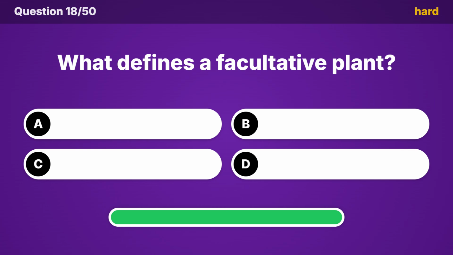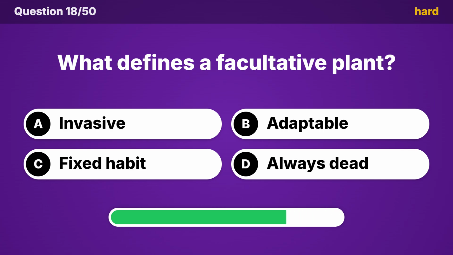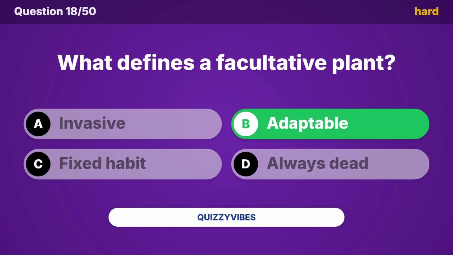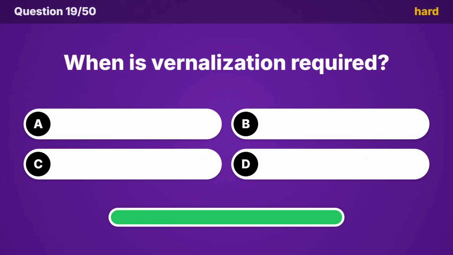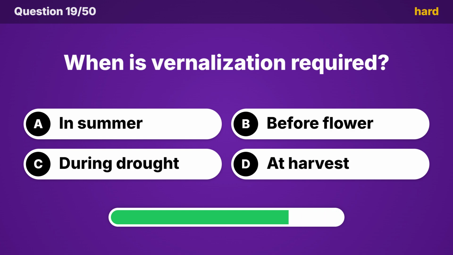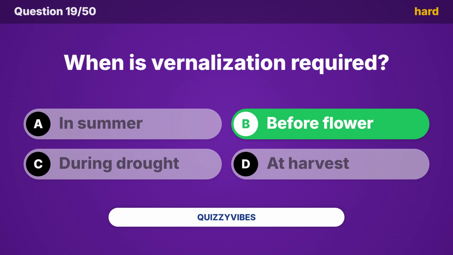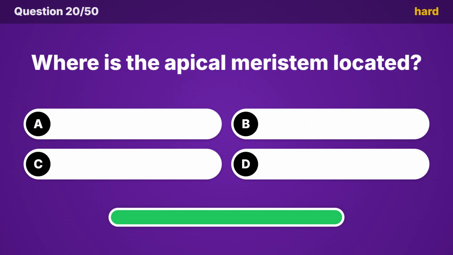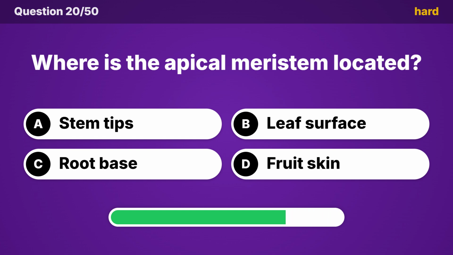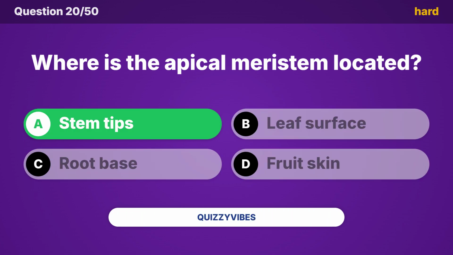What defines a facultative plant? Time's up! It's adaptable! When is vernalization required? Answer: before flower. Where is the apical meristem located? Here is the answer: stem tips.